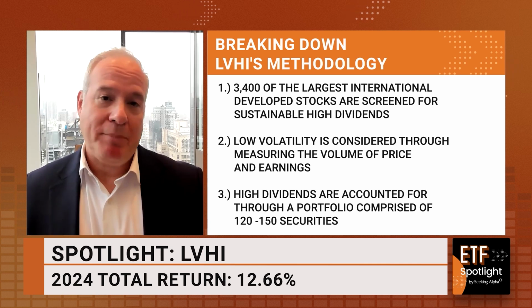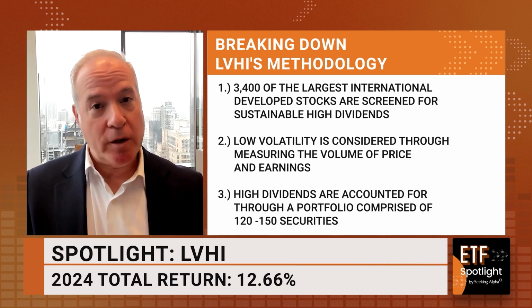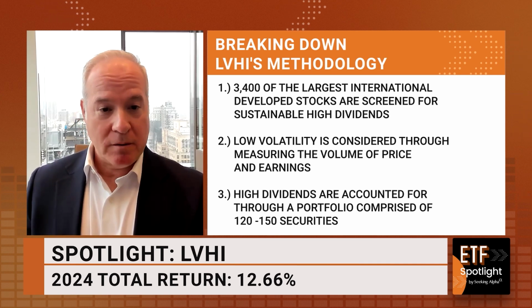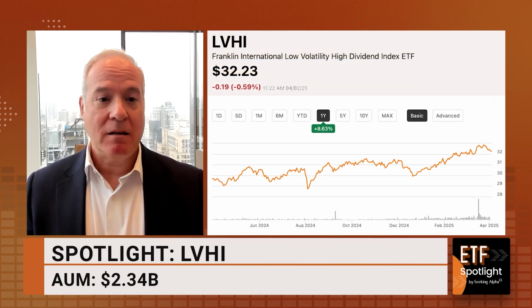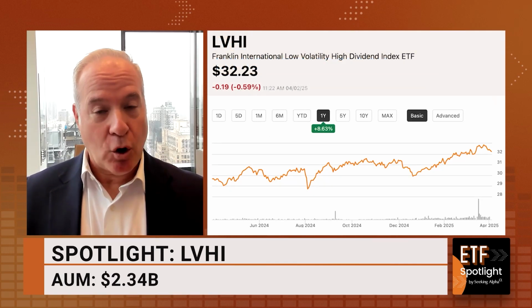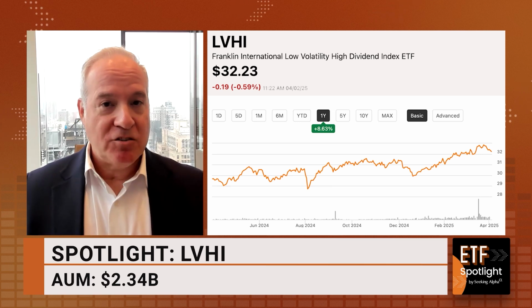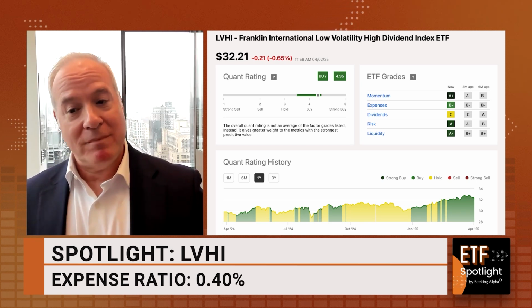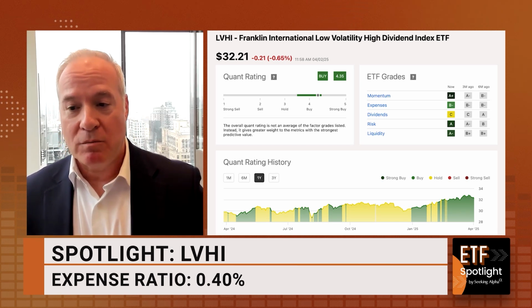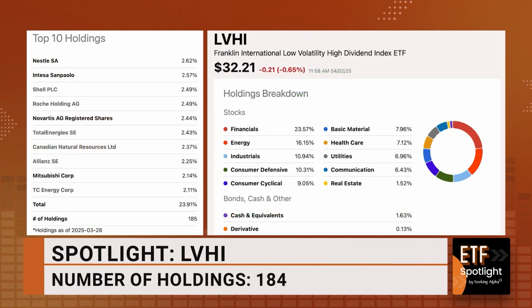So we look back at the vol of price and earnings. And then for earnings, we're also looking forward to make sure that, again, they can sustain the dividends and are also in a low volatility category. Steps 2 and 3, sustainable high dividends and low volatility, deliver a combined score that ultimately yields a portfolio between 120 and 150 securities with very attractive valuations.